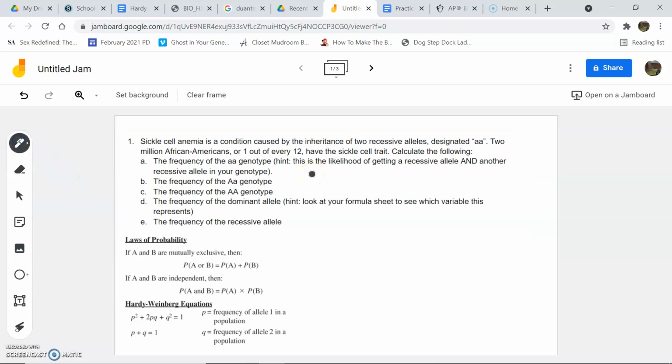Okay, so sickle cell anemia is a condition caused by the inheritance of 2 recessive alleles, designated little a, little a. So we're going to pause here and think about this. To have sickle cell anemia, you have to be homozygous recessive, little a, little a. 2 million African Americans, or 1 out of every 12, have the sickle cell trait. Or in other words, 1 out of every 12 is little a, little a. Calculate the following. So it says, calculate the frequency of little a genotype.